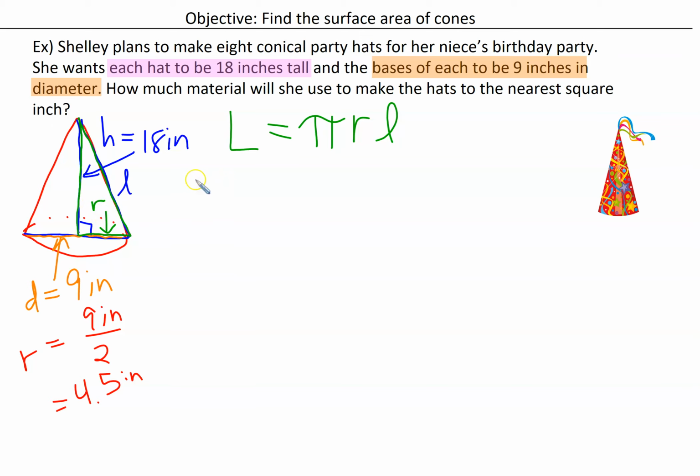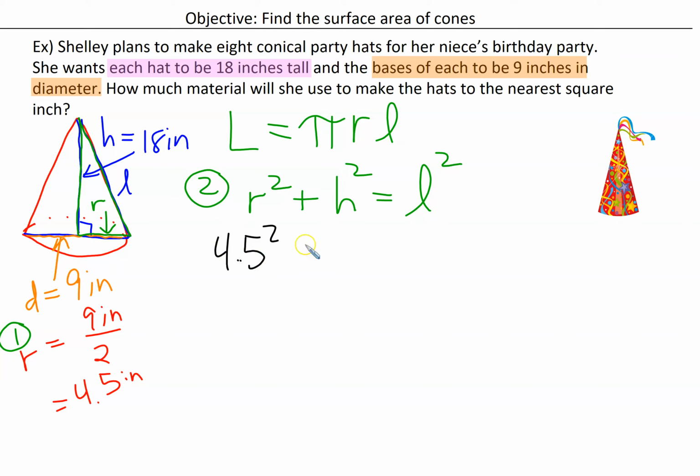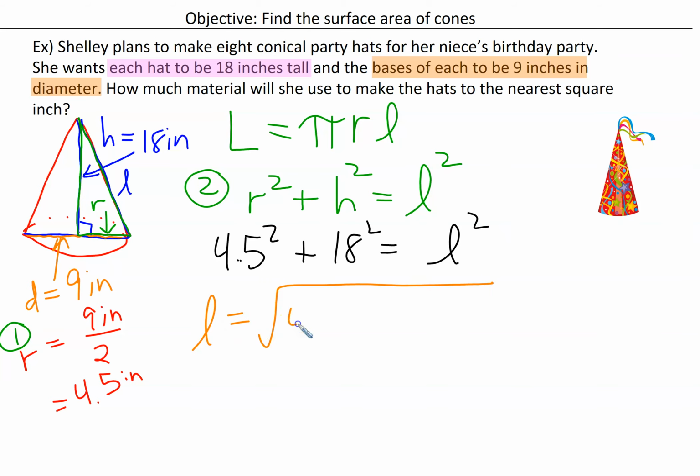So when we go to find our slant height, we found our radius, so now we need our slant height, and it is going to be using our Pythagorean theorem, where we have our radius squared plus our height h squared equals our slant height squared. And so we get 4.5 squared for our radius squared plus our 18 squared will equal our slant height squared. Again, I would just recommend taking the square root of both sides, so your L is going to be the square root of 4.5 squared plus 18 squared, and doing this in your calculator all at once.